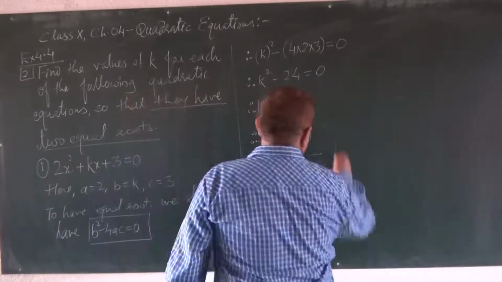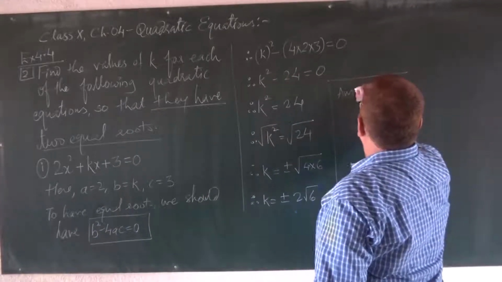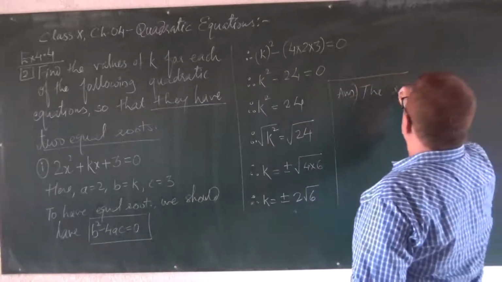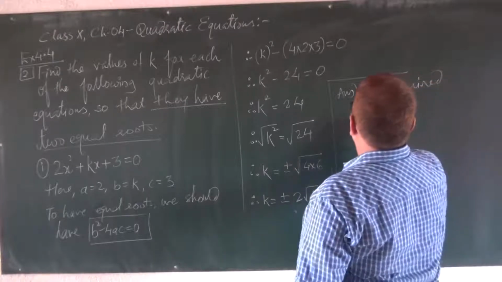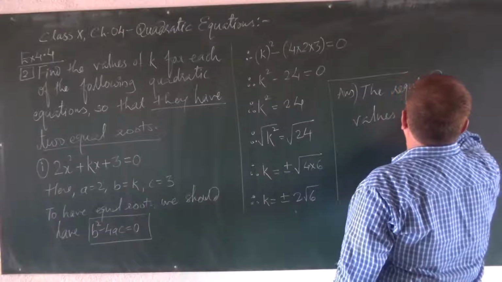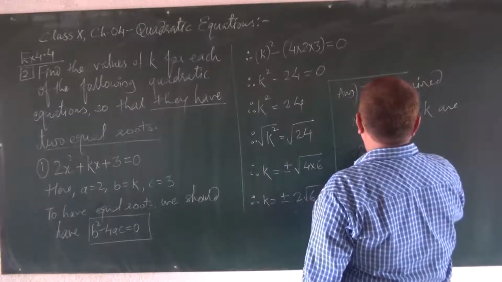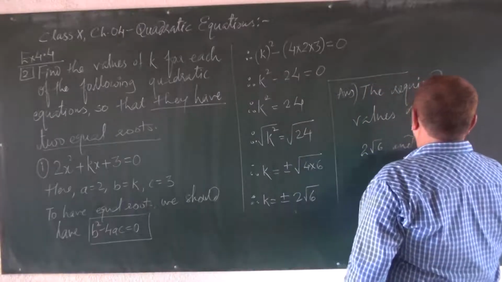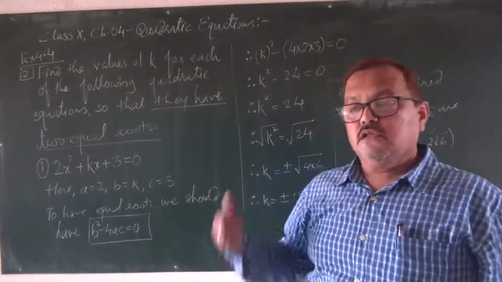Okay. So answer: the required values of k are 2 root 6 and minus 2 root 6. Hope you have understood this question.